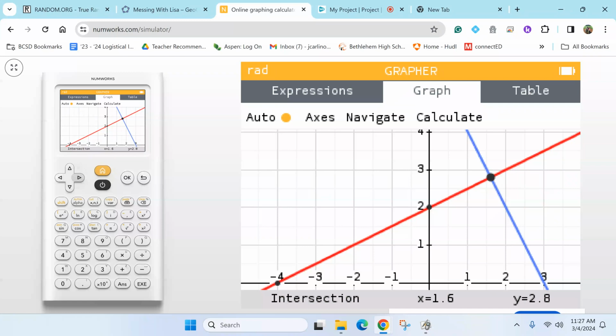So everyone has the point of intersection, aka the midpoint of AA prime. So 1.6, 2.8.